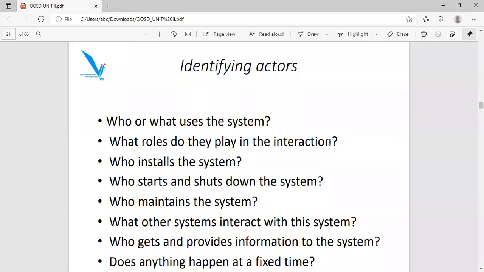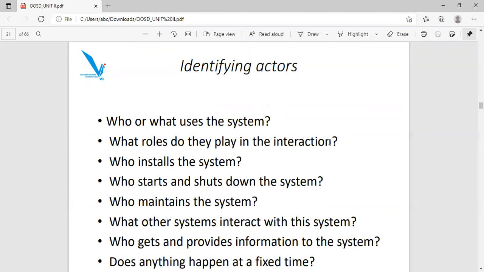Then who installs that particular system, that comes under the next part where I have to understand who are the actors who are going to use or install that particular system. Then afterwards I can understand who starts and shuts down the system, because a human interaction should be there. Whichever instruction I provide to the computer, according to that only the computer will act, right? Whatever data I provide, according to that the computer will act.